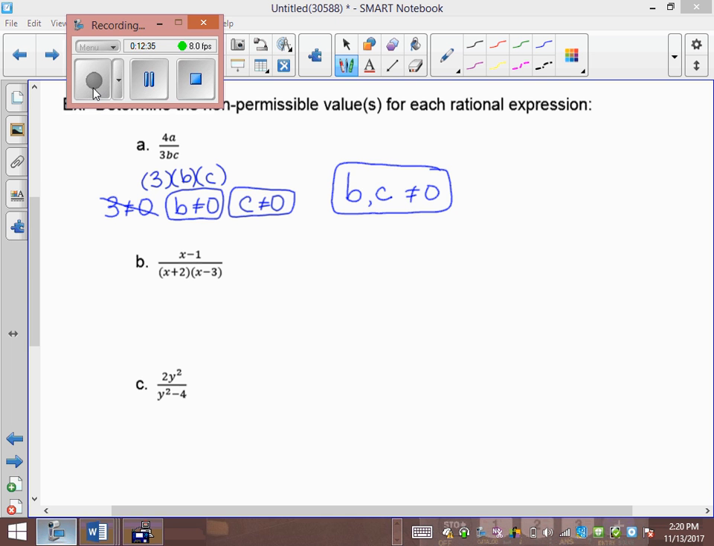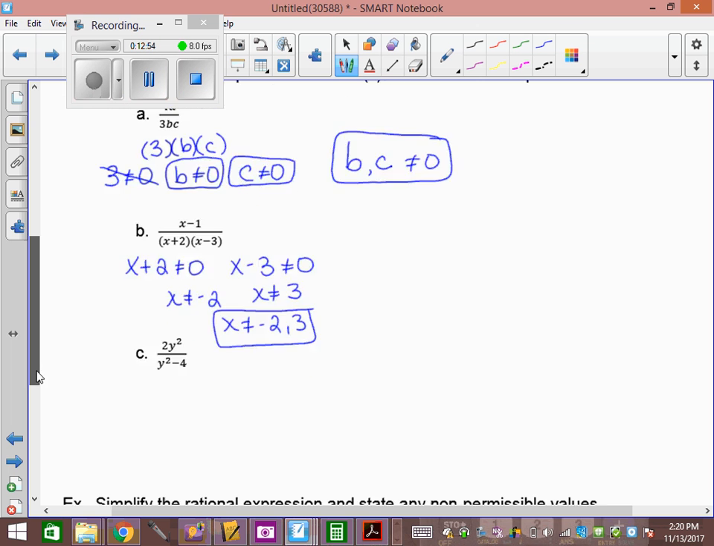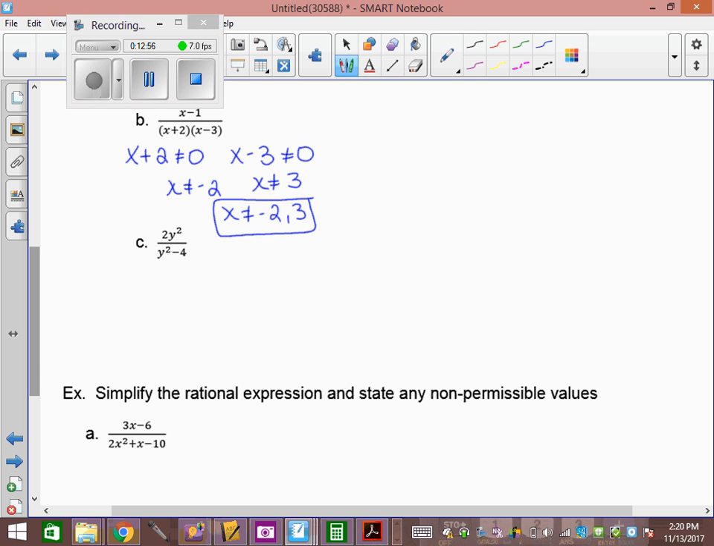Okay. So this one here is going to be x plus 2 can't equal 0. X minus 3 can't equal 0. X can't equal negative 2. X can't equal 3. So x can't equal negative 2 or 3. C is a difference of squares. So on the bottom, you're going to get y plus 2, y minus 2. So your NPVs are going to be y can't equal plus or minus 2.